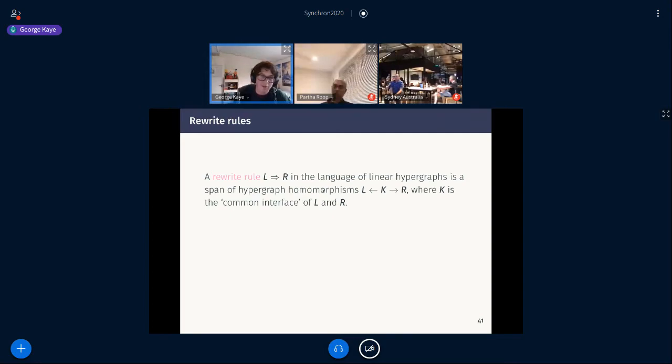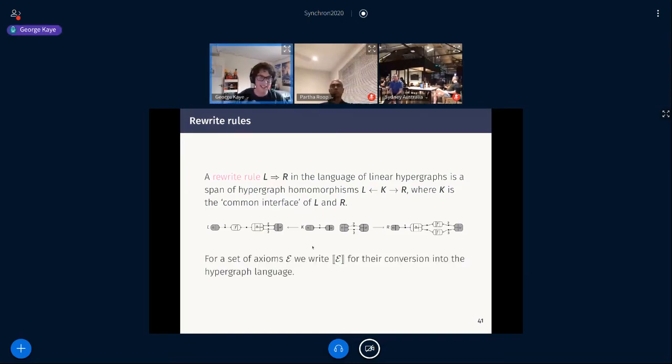So what is a rewrite rule in the language of hypergraphs? This is a span of these hypergraph homomorphisms I mentioned earlier, these embeddings, where we have the left-hand side of the rule on the left arm of the span, and the right-hand side on the right. In the middle here, we just chop out any of the content of the rules, as it were. So we have their common interfaces in the middle here. And we have, say, this set of axioms, these circuit axioms, we can just write them with this bracket notation to show that we've converted them all into these spans of hypergraphs.